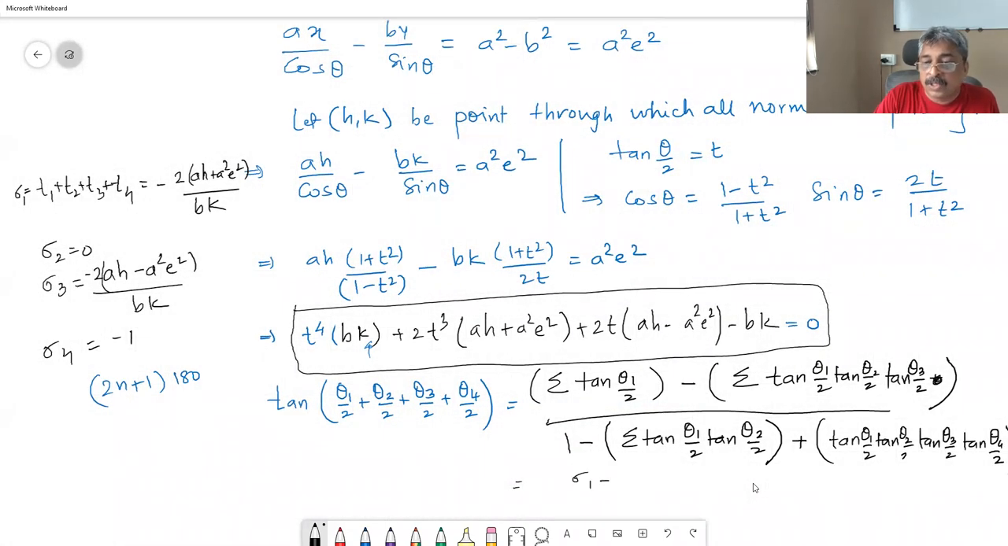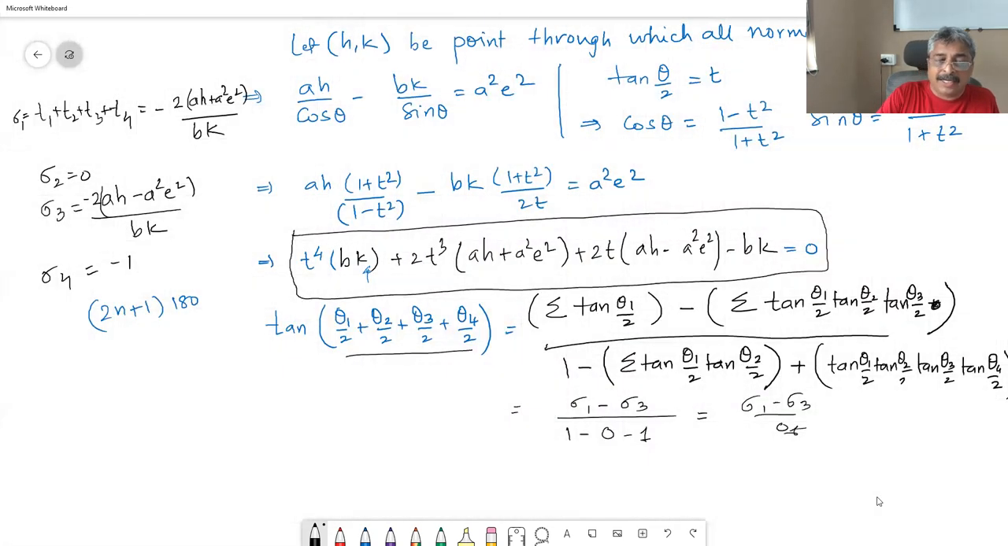Sigma 1 minus sigma 3 upon 1 minus sigma 2, which is 0, and is it sigma 4 minus 1. So sigma 1 minus sigma 3 upon 0 is tan of this. I mean, we should not write it like this, but I am showing that this is an odd multiple of 90. This directly implies that theta 1 plus theta 2 plus theta 3 plus theta 4 upon 2 is (2n plus 1) into 90.